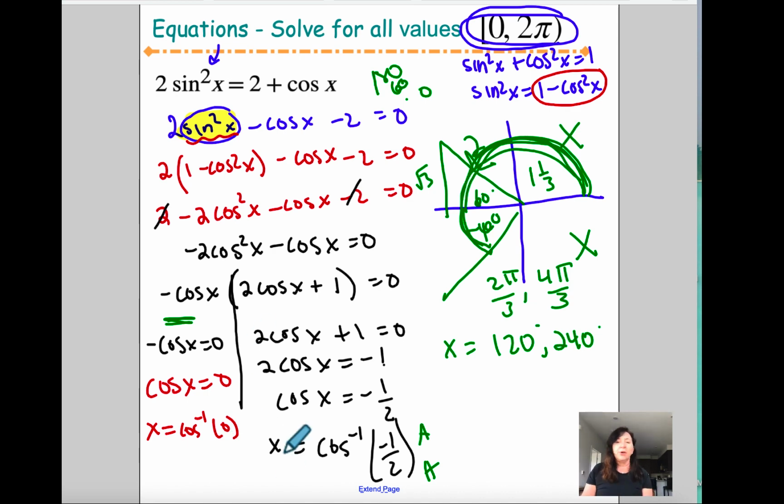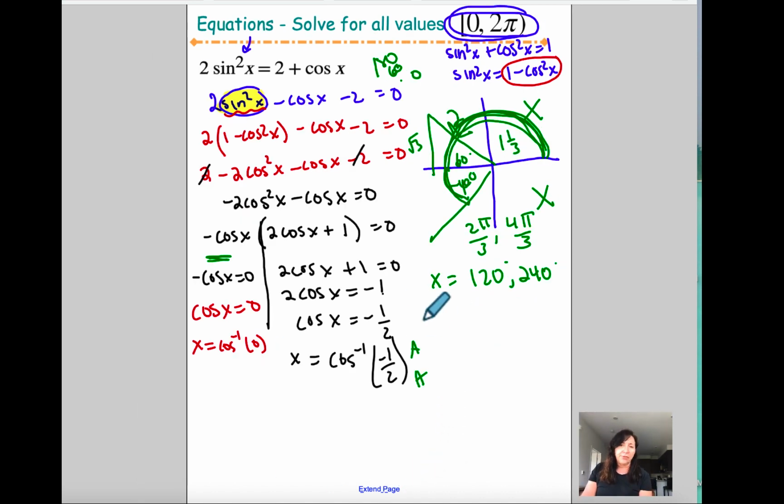They're saying, where is cosine 0? And so where is cosine 0? I mean, some people put the unit circle, put points on. So 1, 0, 0, comma 1. This point is negative 1, 0. And this point down here is 0, comma negative 1.